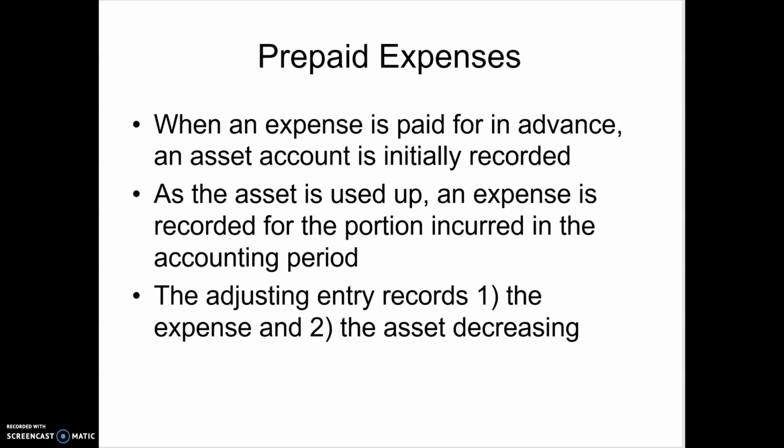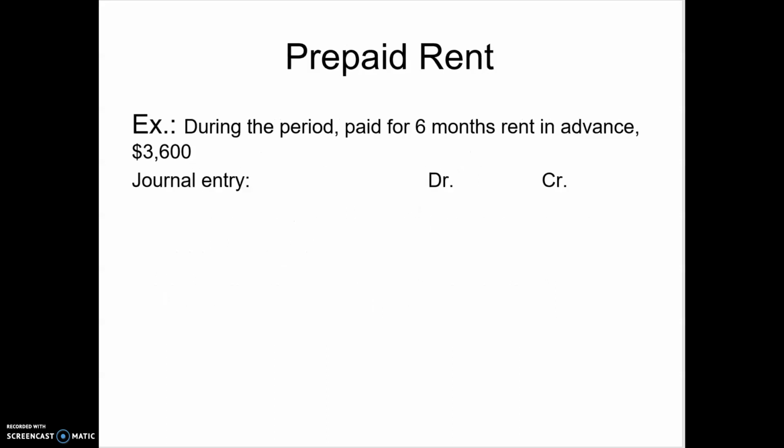It's not prepaid anymore. So here's a transaction we would have seen back in Chapter 2. So back in Chapter 2, we would have seen a transaction where we paid 6 months rent in advance. So when that happened, we debited prepaid rent and credited cash. Okay, so this is a Chapter 2 transaction. This is not an adjusting entry. And even if we looked at it real quick, we'd know it's not an adjusting entry because it involves cash. And you will never use cash in an adjusting entry.